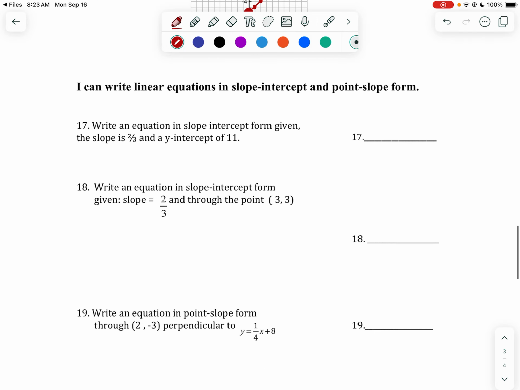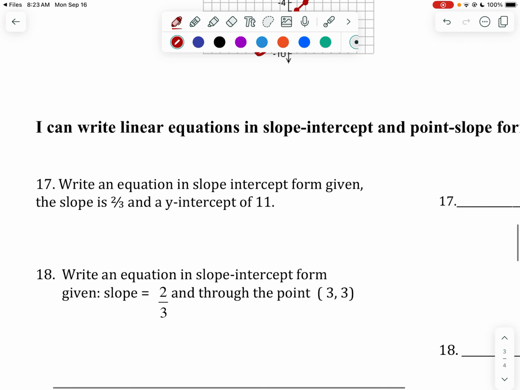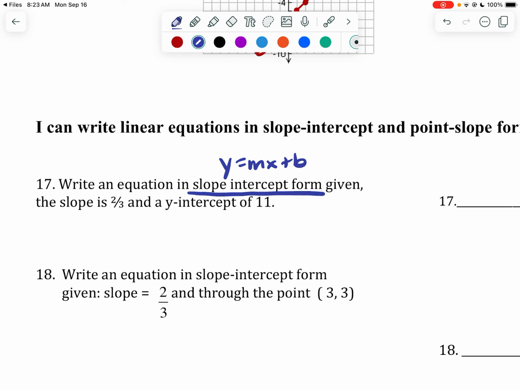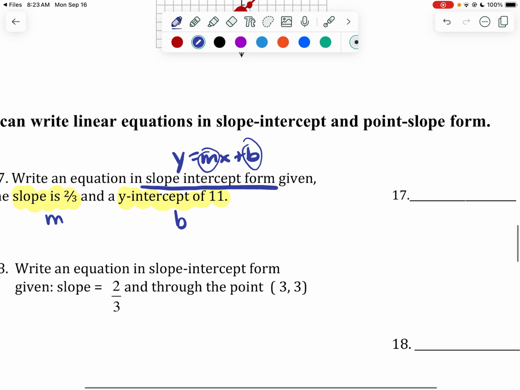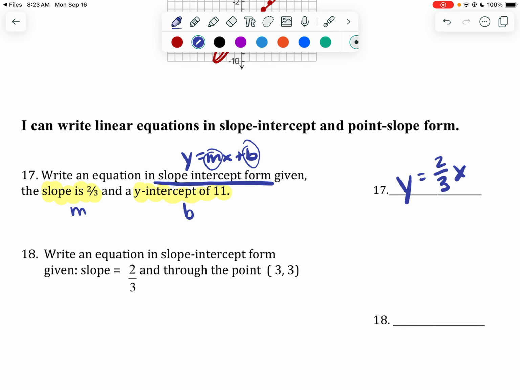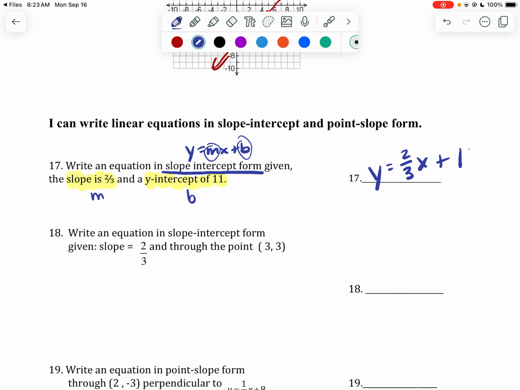All right, last piece is writing equations. So number 17 says write an equation in slope-intercept form. First thing is remember what that looks like. That's what my answer should look like. Okay, so I need the slope, I need the y-intercept. Well, it says the slope is 2/3, so that's your m, and it says the y-intercept is 11, so that's your b. So you actually have all the information here. So this is 2/3 x. You always leave the y and the x, plus 11. Easy peasy, that's it.